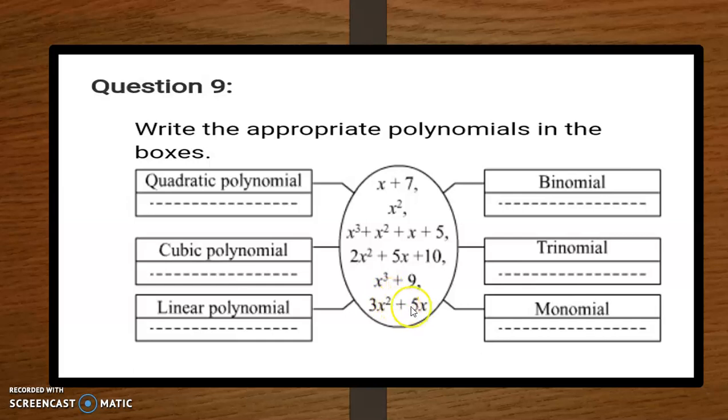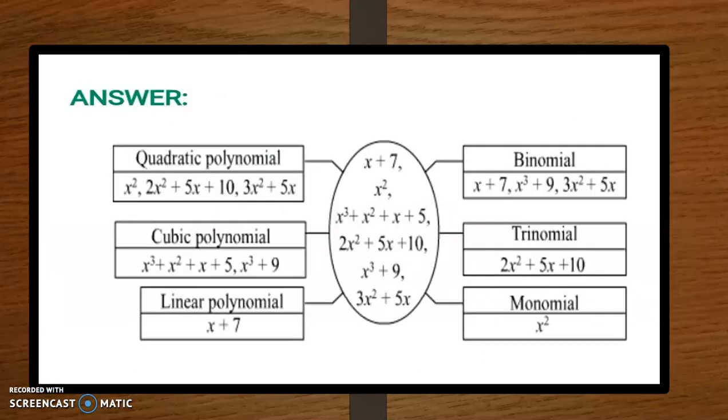3x square plus 5x. 2 terms, so it will go in binomial. Highest index is 2, that is, degree is 2. Therefore it is a quadratic polynomial. Now we'll see how it is written. So this is how we have to fill in the boxes which are given.